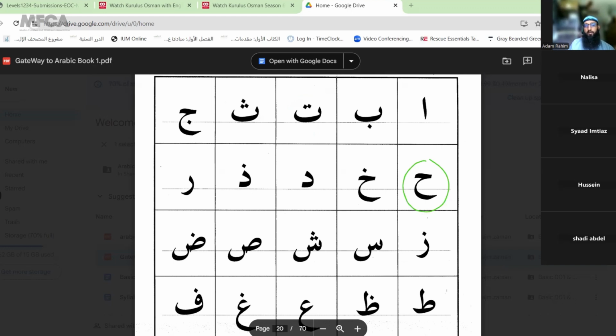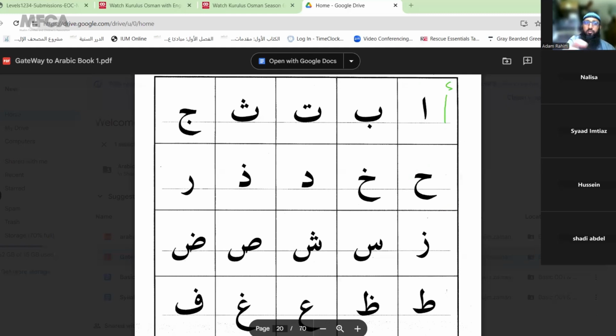Who can tell me what this letter is? Ha. So you want to have a little bit of ha. Ahsanta. Who can tell me what this letter is? Aleph. Ahsanta. Is there any difference between that letter and if I was to write it like this?